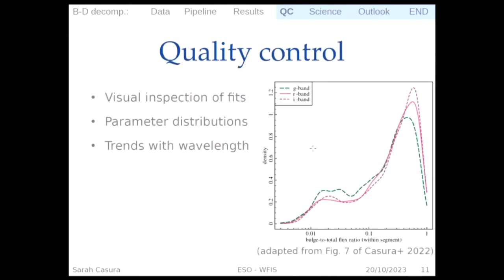Then you can also look at trends with wavelength. So here's a very quick plot of the distribution of bulge to total ratios, and you see for the g, r and i bands, you see as a function of wavelength, the prominence of bulges increases, as you would expect.